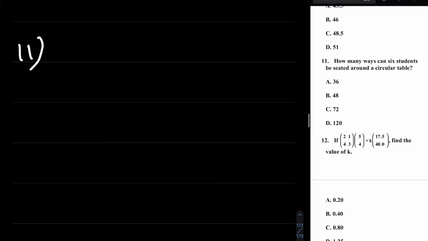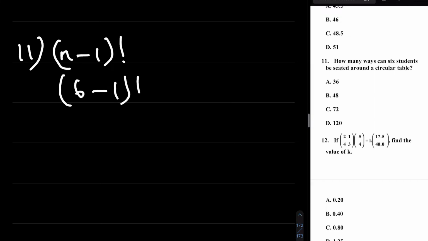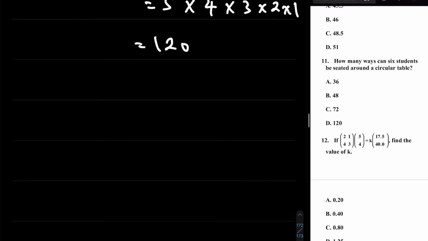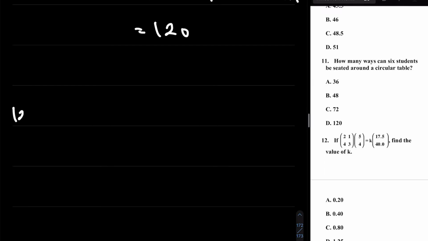How many ways can 6 students be seated around a circular table? The number of ways of arranging things around a circular object is given by n minus 1 factorial. So the number of ways 6 students can be seated around a circular table is going to be 6 minus 1 factorial, and that's 5 factorial, which is 5 times 4 times 3 times 2 times 1, and that's 120. So the correct option is D. Straight we go to number 12.